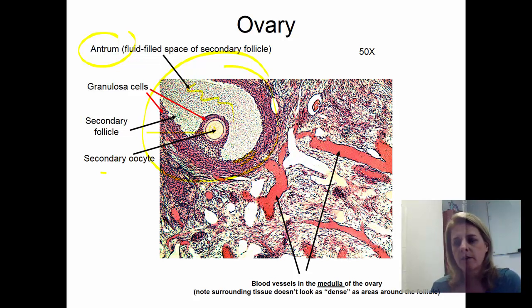I can ask you what kind of egg it is. It's a secondary oocyte. I can say what kind of follicle. It's a secondary follicle. I know that because it's got that big fluid-filled antrum in it. And I also know what kind of cells make up the follicle that fill in this area right here. And those are granulosa cells. So those are four things I could ask you from a slide that looks like this. If you see something that's got red stuff in it, that's kind of a bright red color, those are blood vessels, so don't worry about that.